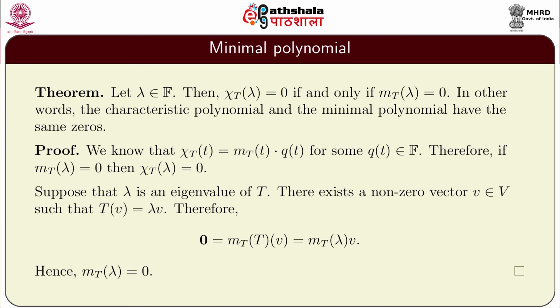Theorem: let λ be a scalar in the field F, then χ_T(λ) is 0 if and only if m_T(λ) is 0. In other words, the characteristic polynomial and the minimal polynomial have the same zeros.